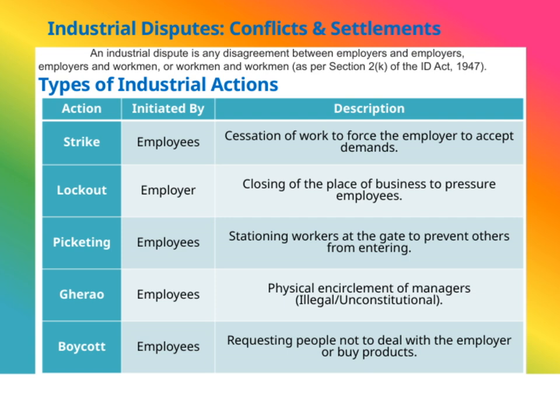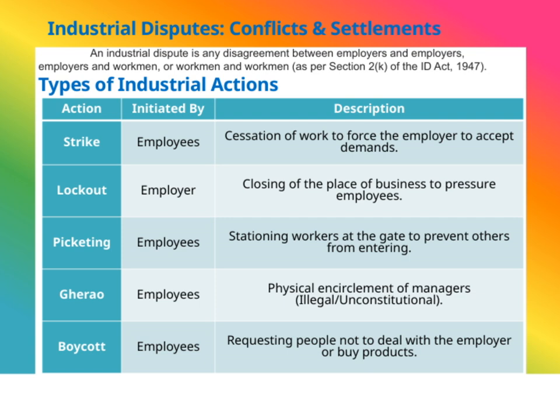On the other hand, employers may resort to a lockout, which involves closing the workplace to put pressure on the employees, often when negotiations break down. There's also picketing, where workers stand outside the workplace, typically at the gate to prevent others from entering or leaving. This is meant to show solidarity and exert pressure.